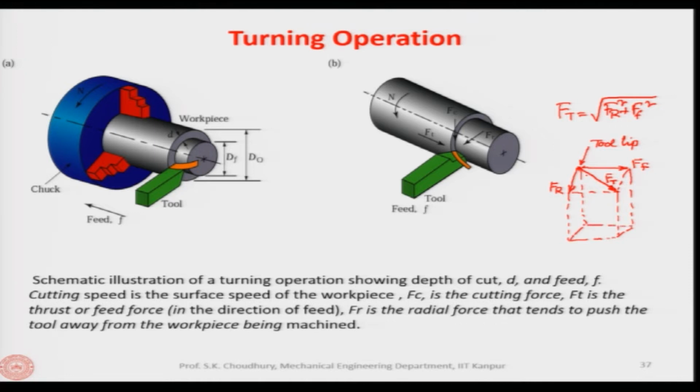So, in this case, this is the cutting force F c, and the resultant force will be something like this. This is R. So, R is equal to root over F c square plus F t square. F t is the thrust force in the horizontal plane.